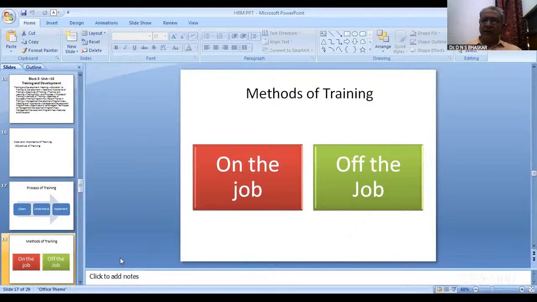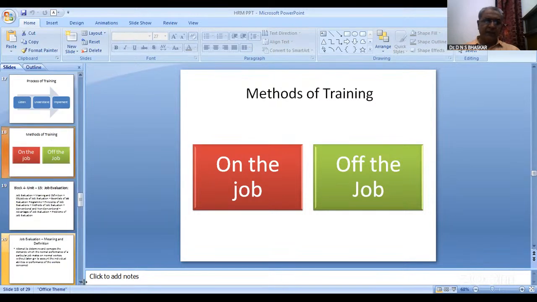Lastly, we understood two basic training methods: on-the-job training and off-the-job training. On-the-job training is provided directly by putting an employee on the job. When an employee is kept aside from the job and given training by any method, that is called off-the-job training. These are the various important aspects in block number 3.